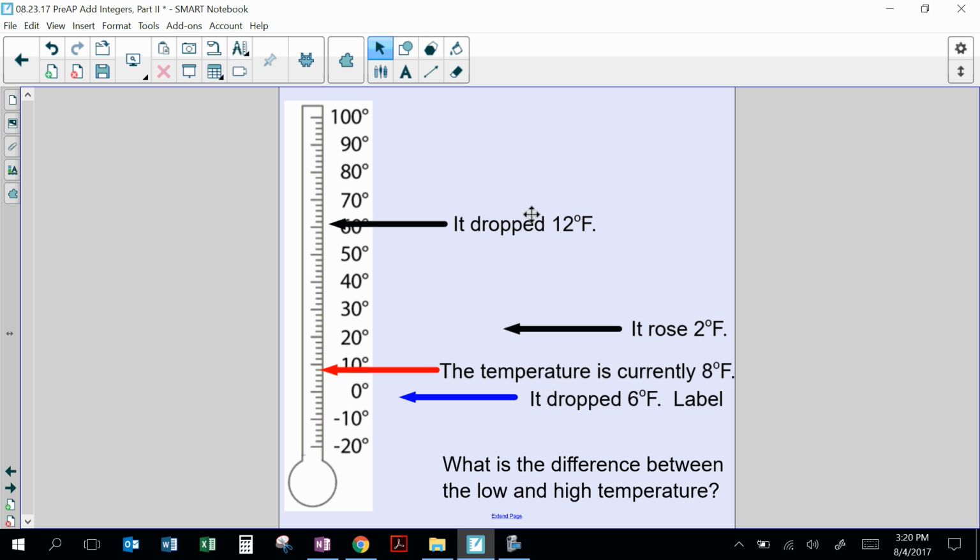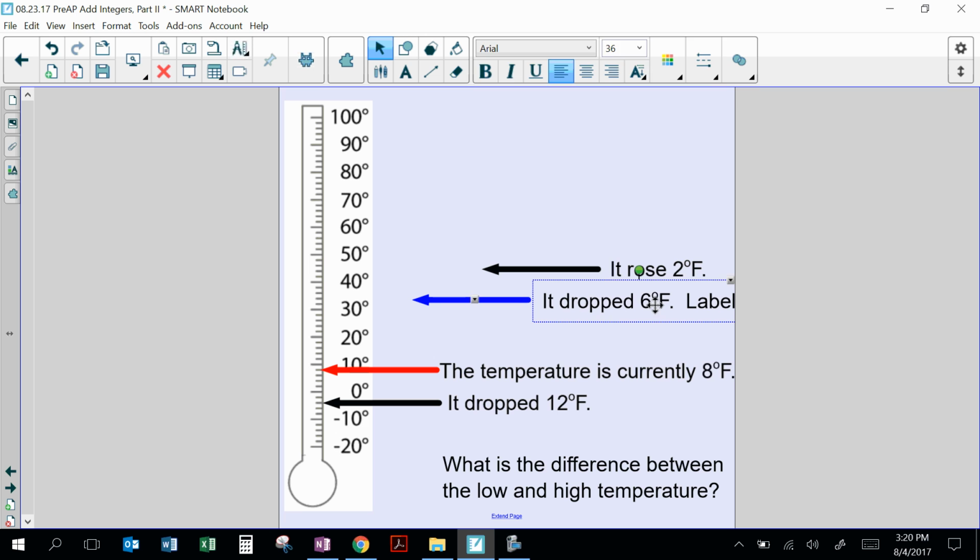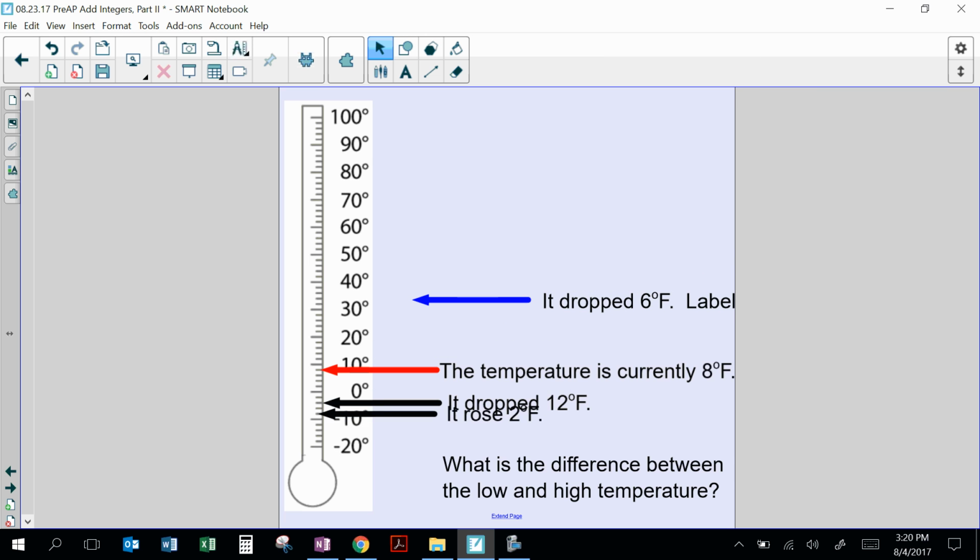It dropped 12 degrees. So if it's currently 8 and it dropped 12, 2, 4, 6, 8, 10, 12. Now it is at -4. It rose 2 degrees. So it goes up 2 degrees, right here. -2. It drops 6 degrees. 2, 4, 6. So it goes right here, and that's at -8.